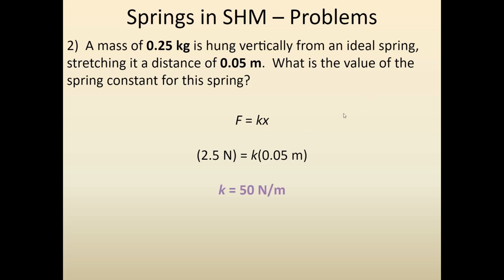We plug in the numbers, making sure that we convert. We use this mass to calculate what the weight is as 2.5, and we end up getting 50 newtons per meter. Make sure that your units are in the proper set. Like if this was in centimeters, which they do love to do, that you convert it into meters.